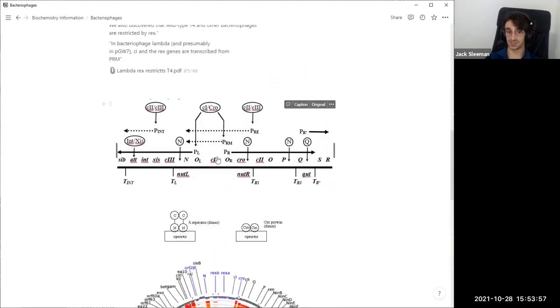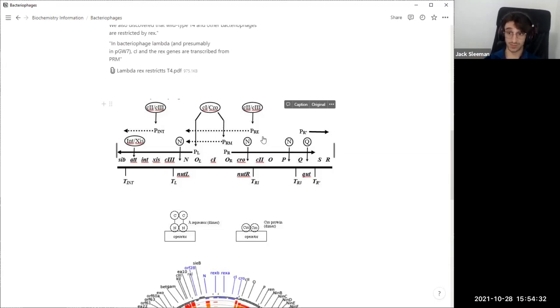So here is part of the lambda genome, and we're hopefully kind of familiar with this stuff. TR1, which is in between CRO and C2, is where the helicase will go and stop transcription. So in the PR, starting to transcribe here, this is where it would stop transcription, at the nut R and then the TR1 here.